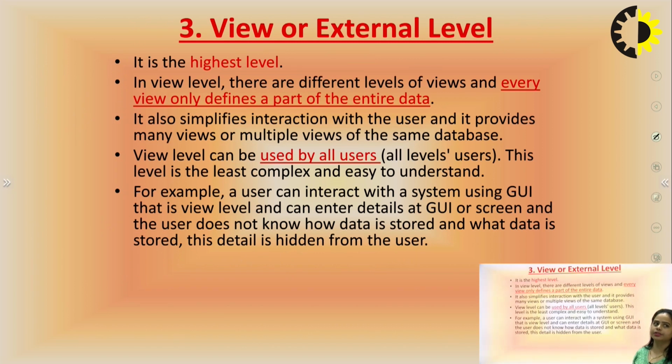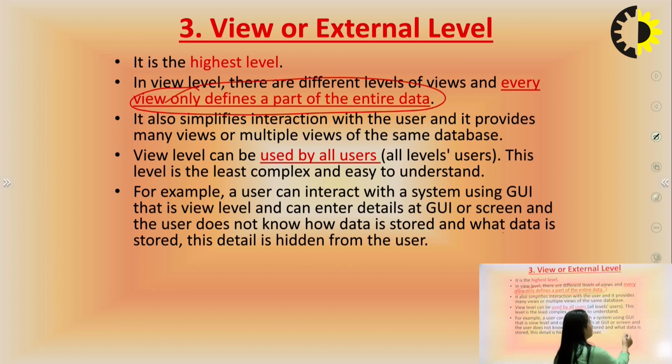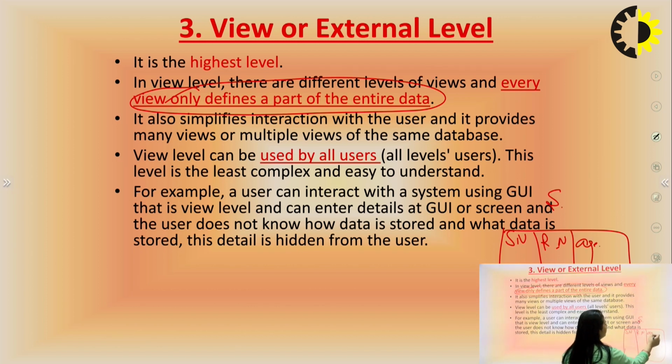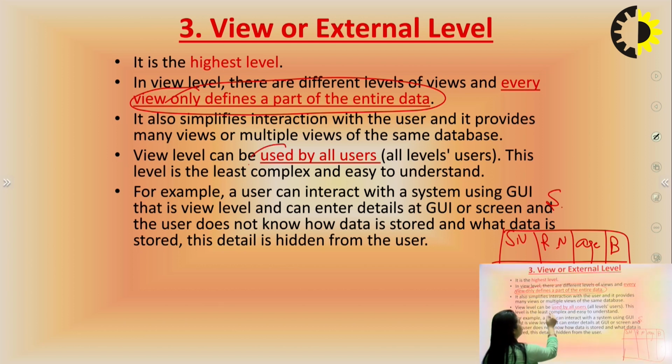Next is the view or external level. This is the highest level of abstraction. In the view level, there are different views, and every view only defines a part of the entire system. What is the meaning of a part of the entire system? Suppose we have a student table with student name, roll number, age, and branch. But from this table, I only want to access the roll number. Then with the help of an SQL query, we can fetch only the roll number. So this is giving a view of your desired data. This is at the view level, and it is used by all the users.